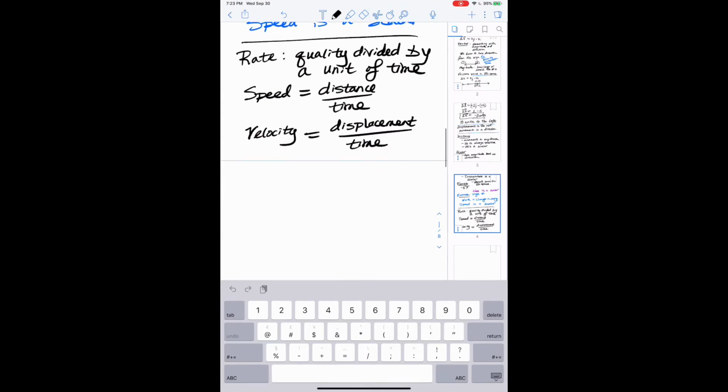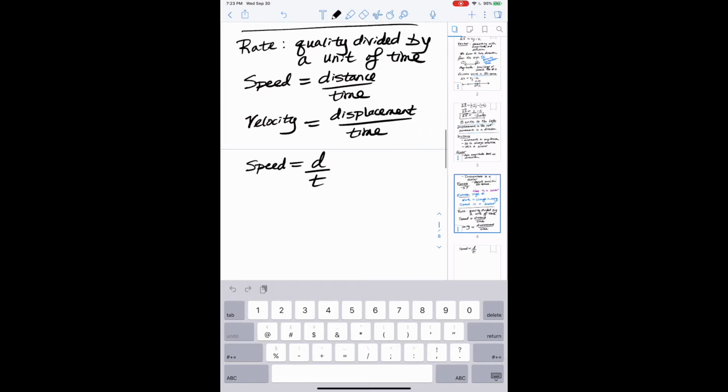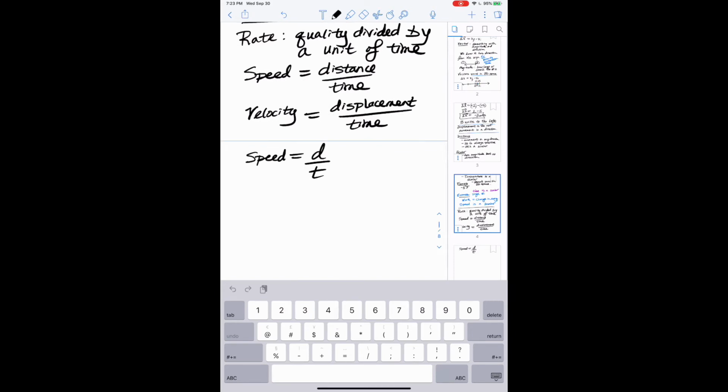And we can write both of those slightly differently. Usually with speed, I don't give speed a variable. Sometimes we give the distance the variable d and time the variable t. And then for displacement, or for velocity, I like to give it the variable v, and displacement is obviously delta x, and time is t.